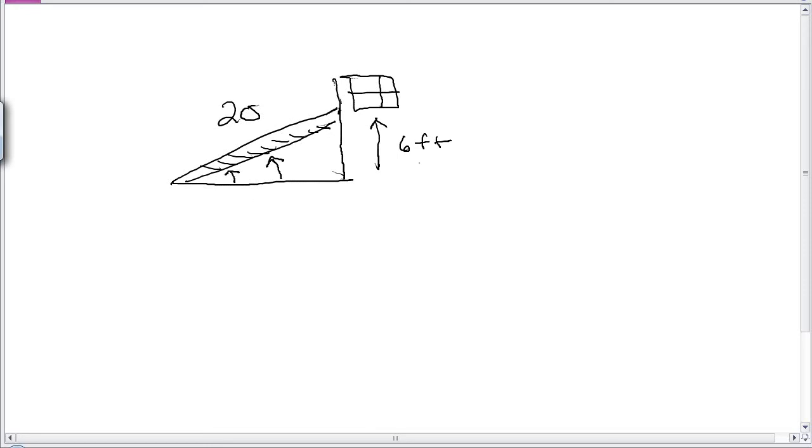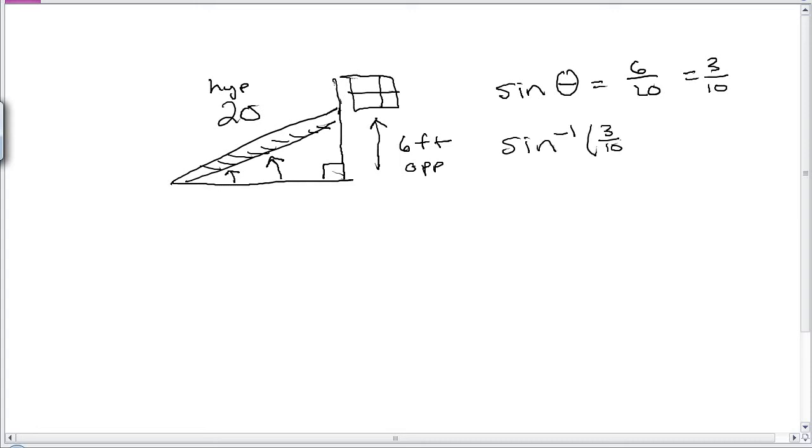So that would mean it's this angle. And since this time my 6 happens to be my opposite and my 20-foot ladder is still my hypotenuse, because we like to think that the building's at a right angle, then it would make more sense that I would have, let's say, sine of my angle, we'll call it theta, would be 6/20, which is the same, by the way, as the ratio 3/10. So it would make sense to solve this problem. I would write sine inverse of 3/10.